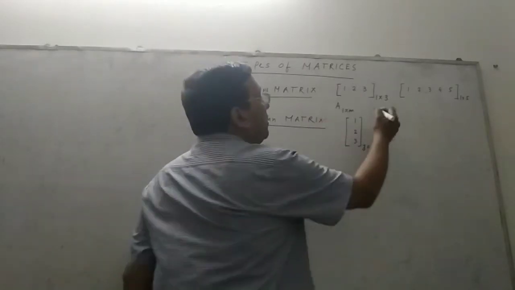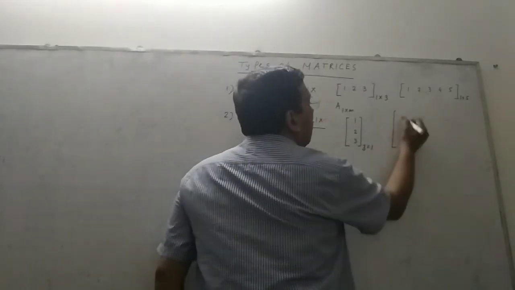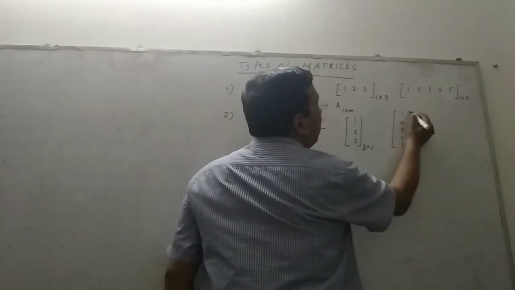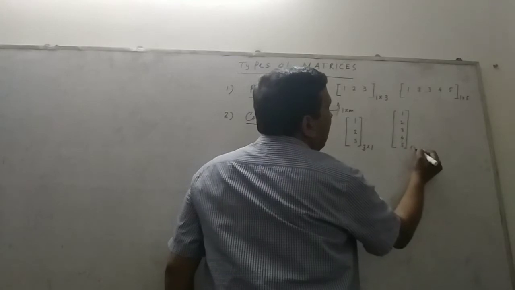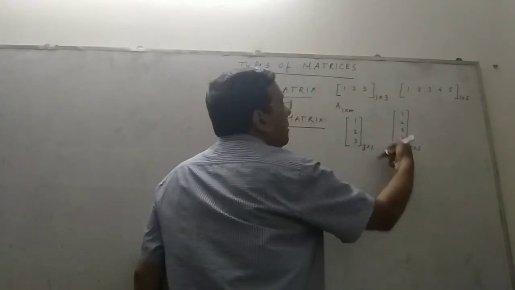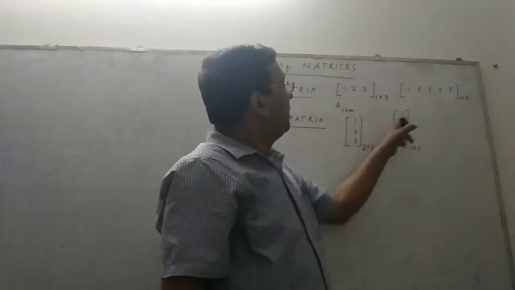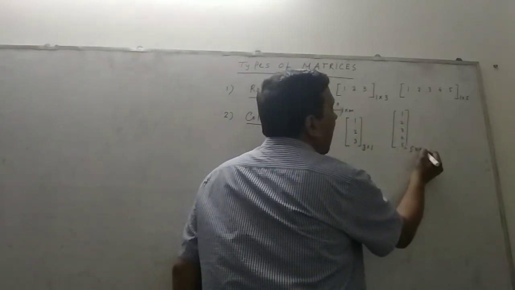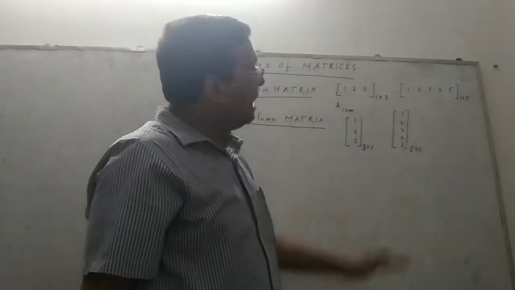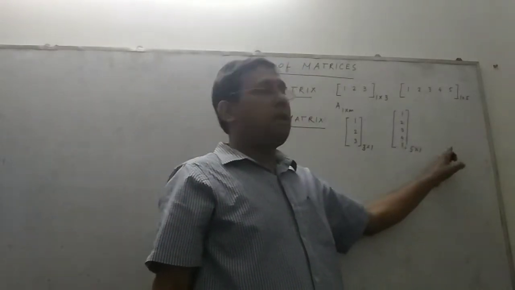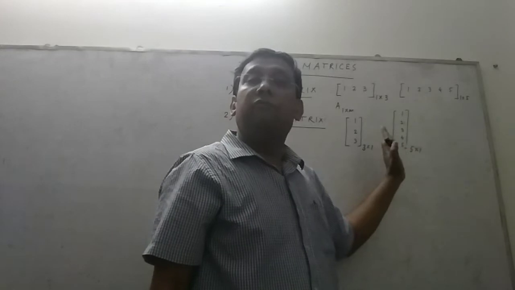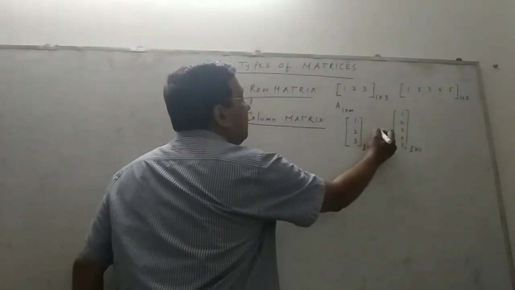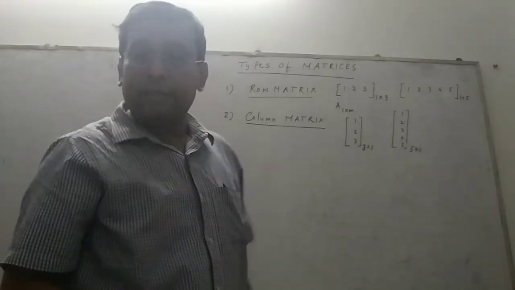Or we can say also in this way: 1, 2, 3, 4, 5. So this matrix has 5 rows and 1 column. Column should always be written in the second place and row should always be written in the first place. So this is a column matrix. Second example. So in this way, we can understand the column matrix.